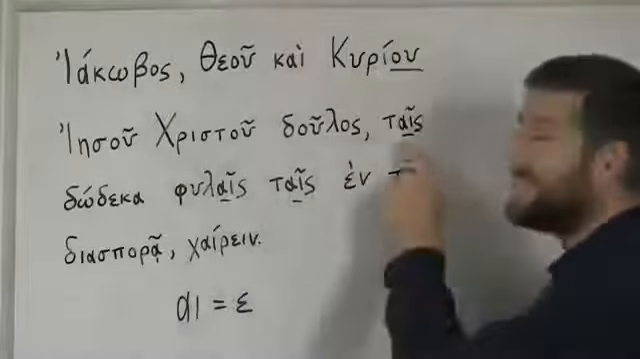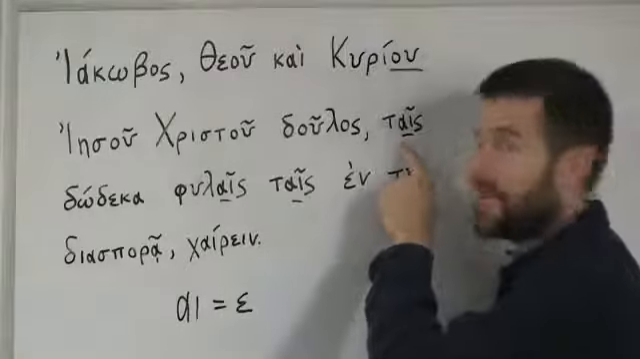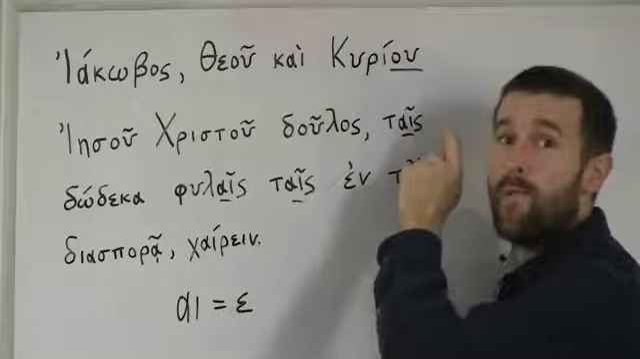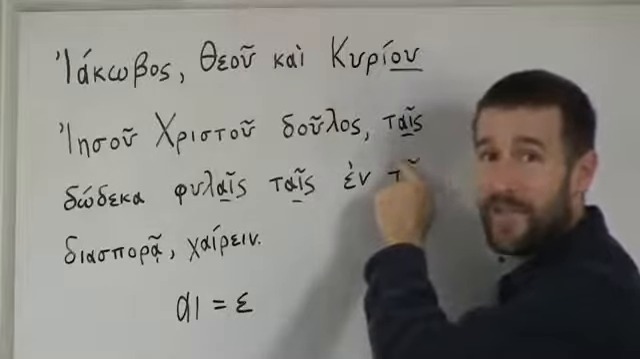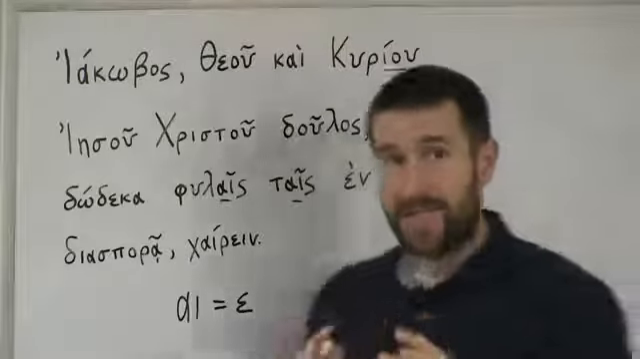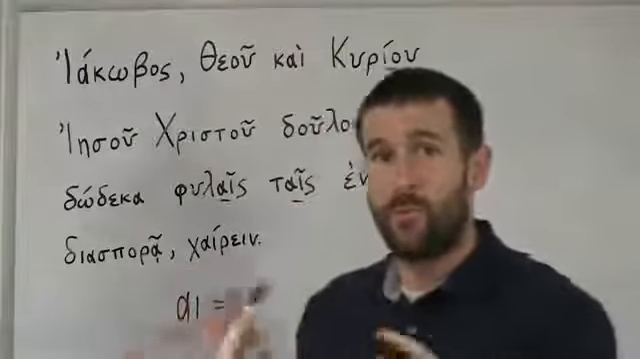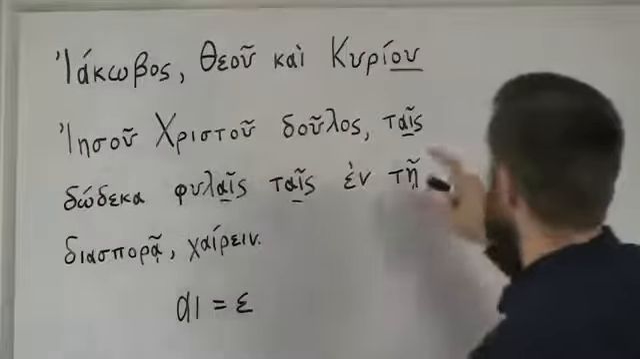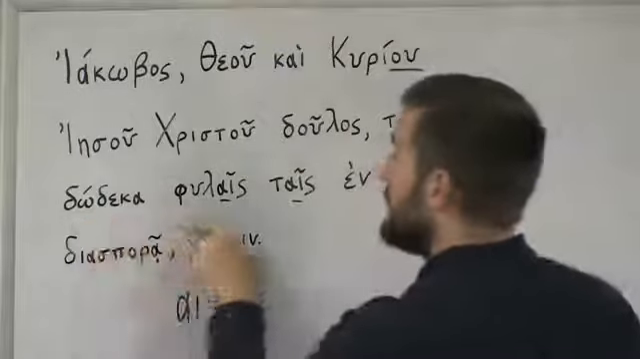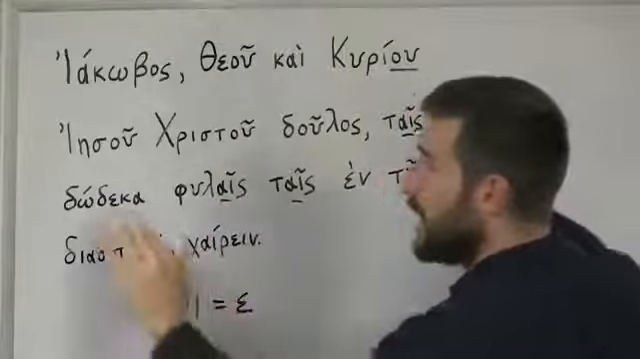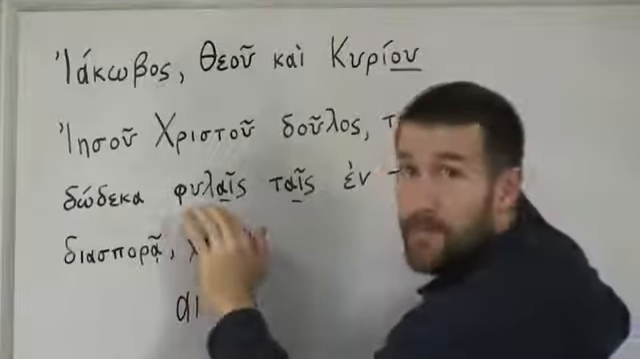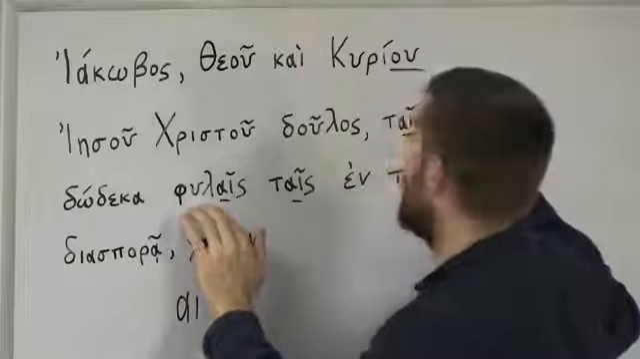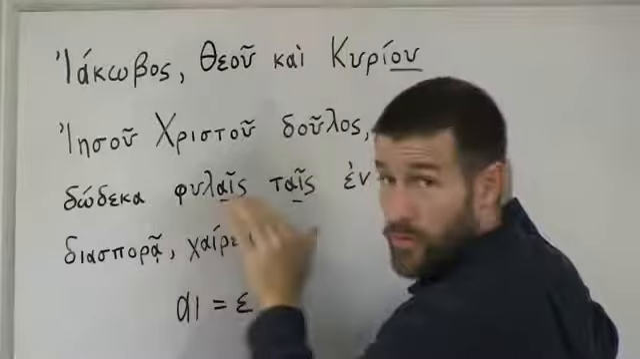Now this word tes is "the" again, but this time it is in the plural dative case. And if you remember, dative case answers the question to whom or for whom. So when we see tes dodeka philes, these words mean the 12 tribes, but because they're in dative case, it becomes to the 12 tribes.